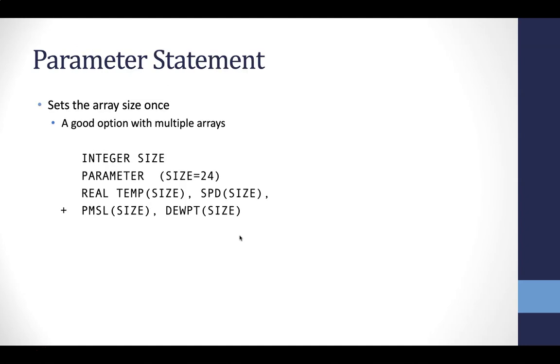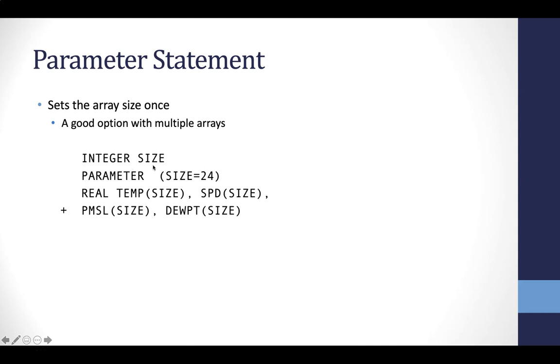We can do one better if we have multiple arrays. Say we have some surface data we're going to read in, and we're going to use some different arrays for different types of values. So, for example, temperature, wind speed, dew point, mean sea level pressure. But we all want them to be the same size of array. But that at some point in the future, we may all of a sudden have more. And we wouldn't want to have to go in here and change the size of our array 4 times in this case. And so this is where we can set up something called a parameter statement.